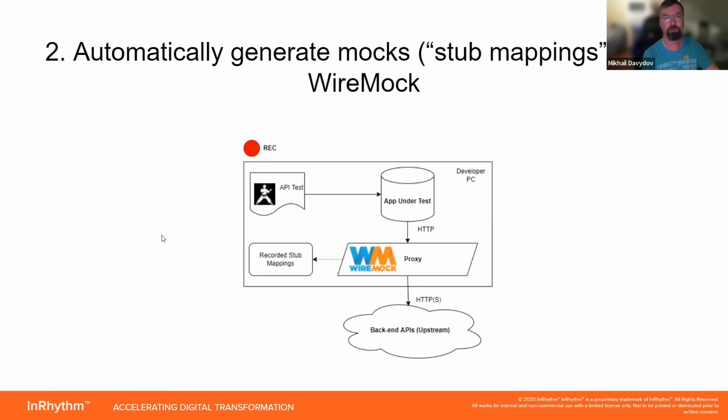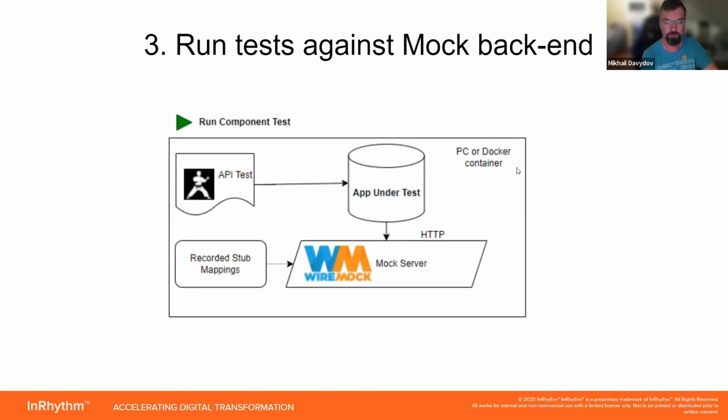So the next step is that we are configuring our application that we're testing to point to the WireMock server instead of pointing to the real backends, to the live backends. In this case, we rerun the test that we created before, exactly the same test with exactly the same data, but this time the application will route its traffic to the proxy, and the WireMock proxy will record the stub mappings that later we will use to run the test without the real backends.